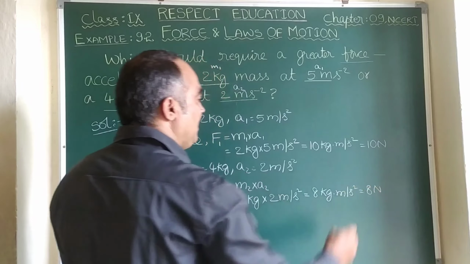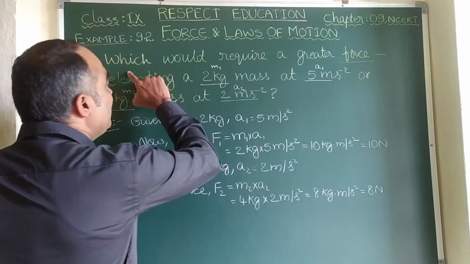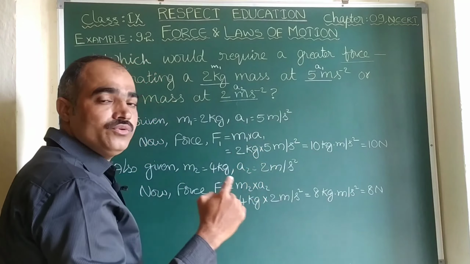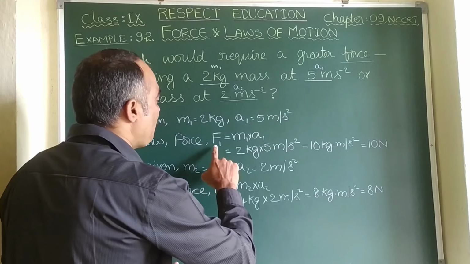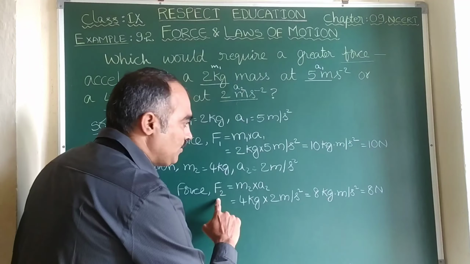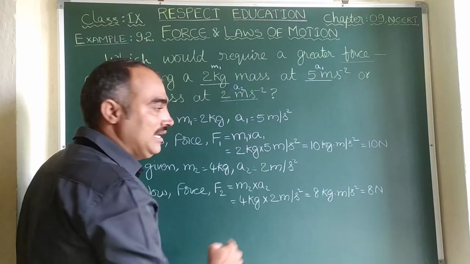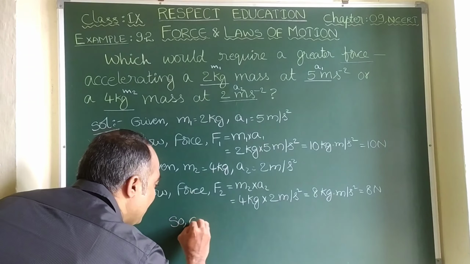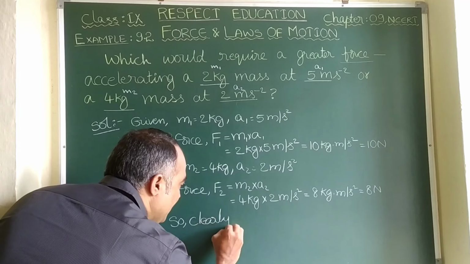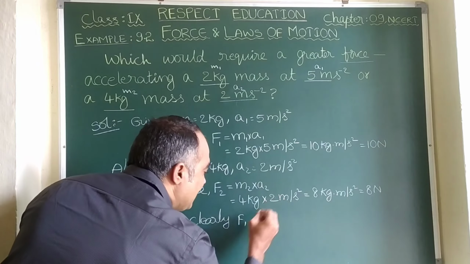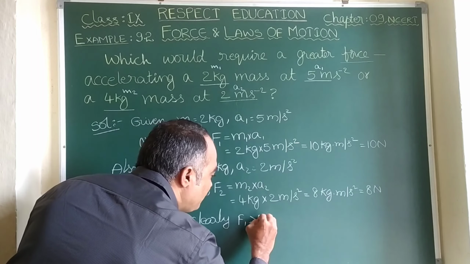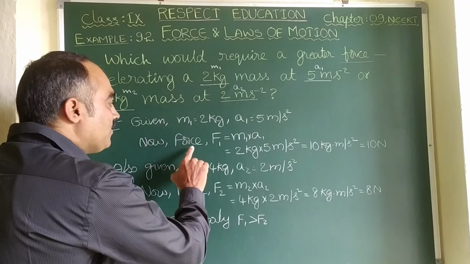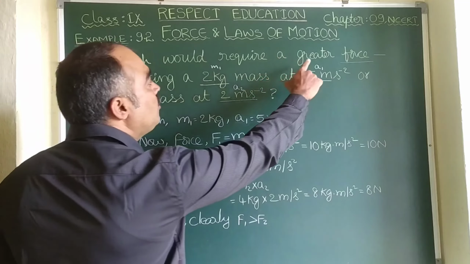Now finally here see the question, which would require a greater force? In both the conditions, whose force is greater? See here now, F1 is 10 Newton, F2 is 8 Newton. Clearly 10 is greater than 8. So we can write, clearly F1, that is 10 Newton, is greater than F2, that is 8 Newton. So we can say that in the first case the force would be greater.